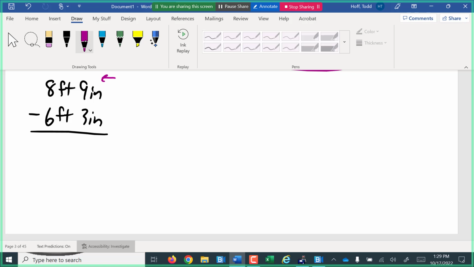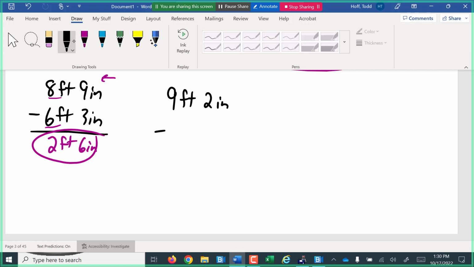So again, we start at the end and work our way backwards. So we have 9 inches minus 3 inches makes 6 inches. 8 feet minus 6 feet makes 2 feet. So we got 2 feet, 6 inches. Well, again, it doesn't stay that simple. We have 9 feet 2 inches minus 4 feet 11 inches. So now we'll go ahead and subtract, starting on the right, working backwards. But 2 minus 11 doesn't work. So what do we have to do?